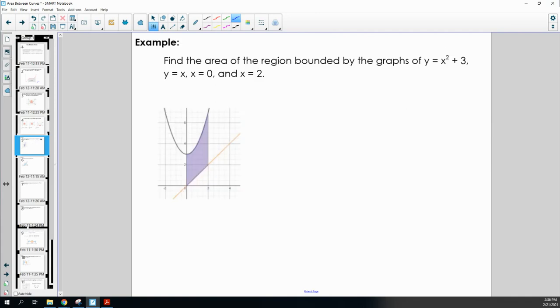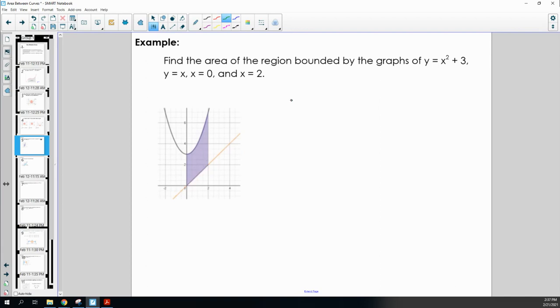So let's look at this example. Find the area of the region bounded by the graphs of y equals x squared plus 3, y equals x, x equals 0, and x equals 2. So we can see that this parabola here, that's going to be y equals x squared plus 3. We can see the line here, this red or orange line, is y equals x. And then we have these vertical lines, x equals 0 and x equals 2.